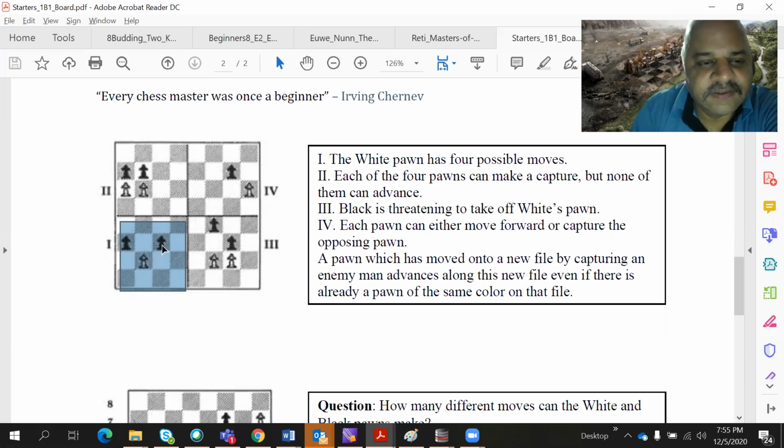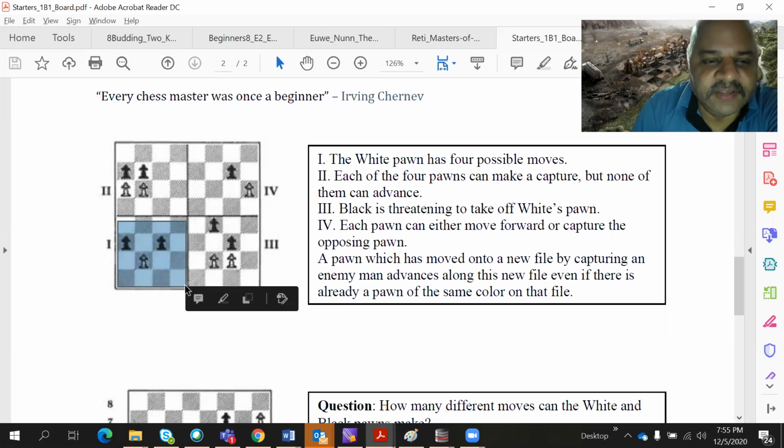Yes, count. In the first column, white can do 2 moves. In the second column, white can also do 2 moves. Here it can do 1 move, so 5 moves. And here white can do 6 moves, right? Moving forward and also capturing. No, 6 moves it cannot do. Look at the quarter that I have highlighted: the white pawn can capture the left black pawn or the right black pawn. So that is 2 moves.